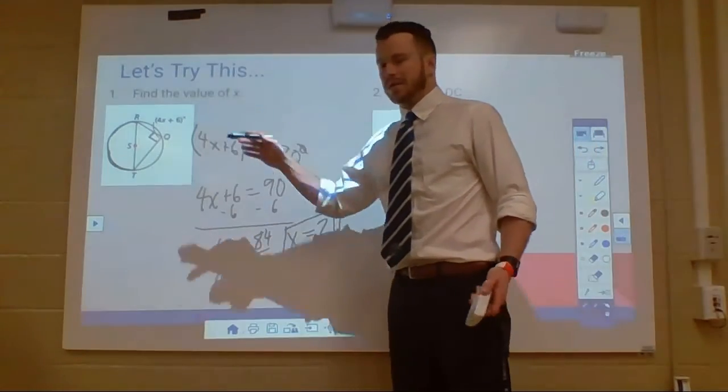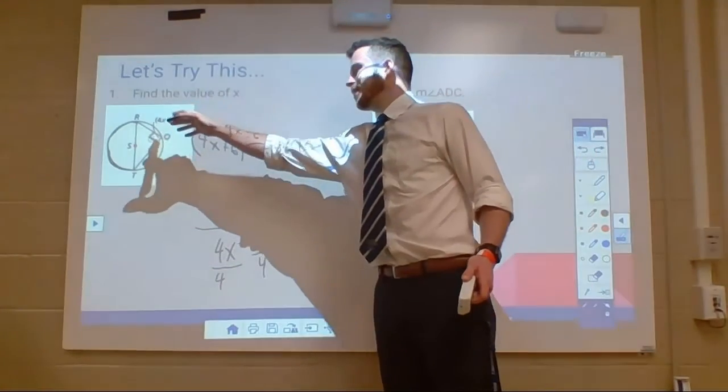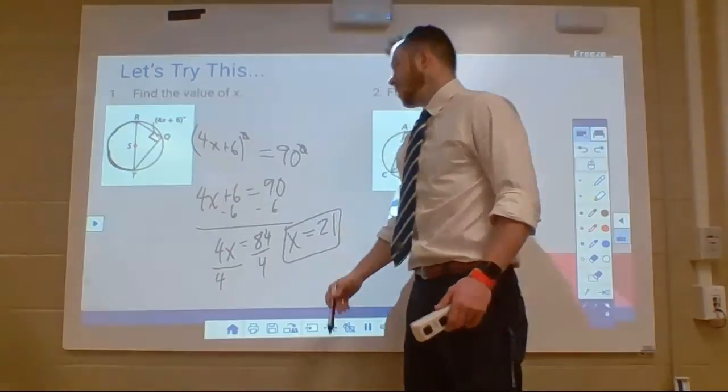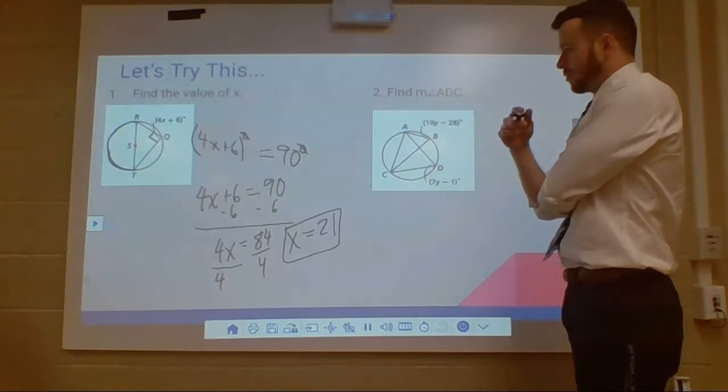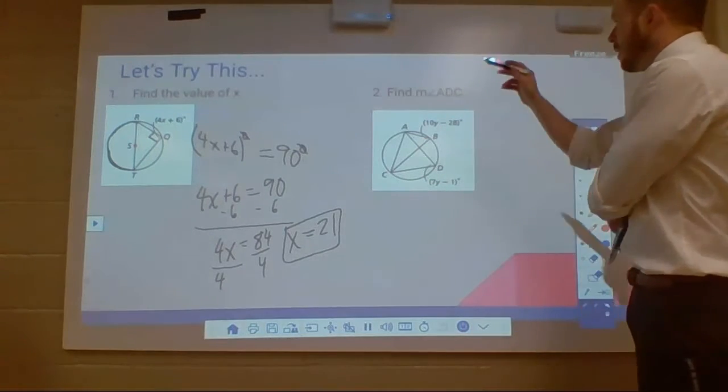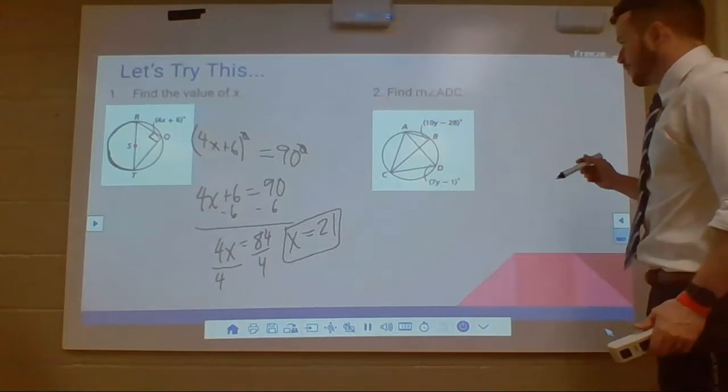So the value of x is 21. 4 times 21 is 84. 84 plus 6 is 90 degrees. Okay, so that angle is 90 degrees, x is 21. All right, now let's solve for number 2.